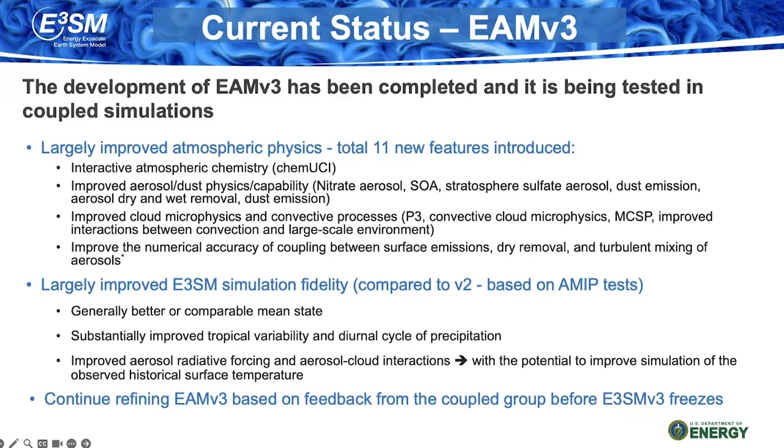We have successfully delivered the version of the new V3 atmosphere to the Coupled group. Right now, we work with them very closely, trying to address any issues we find after coupling this atmosphere component with other Earth system components. Like I mentioned, and Chris also mentioned yesterday, with the new atmospheric physics we are comparable or slightly better compared to the current V2 model for the mean state, but we show clear improvement in the tropical variability and the diurnal cycle. I'm going to show a few examples in my next slides.